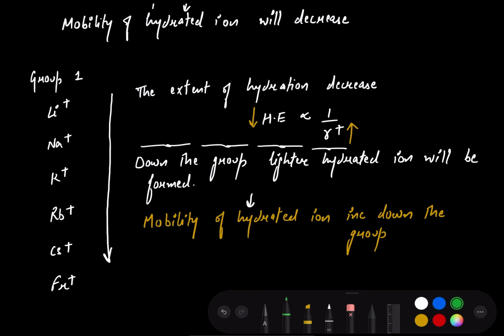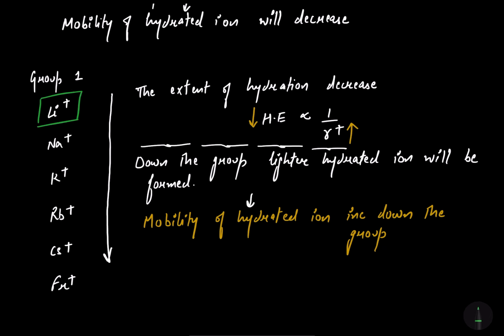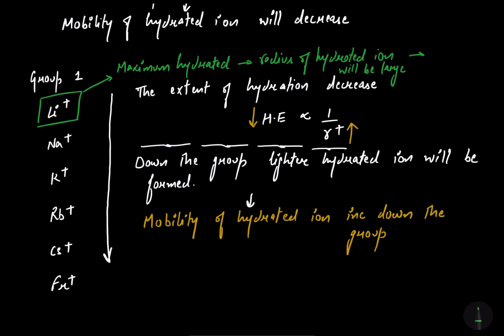Now, let's come to the Li positive. The Li positive is maximum hydrated in group number 1 due to the highest charge density, due to which the radius of the hydrated ion will be large. Radius of hydrated ion will be large and hence will have less mobility, because the hydrated ion will be very heavy.